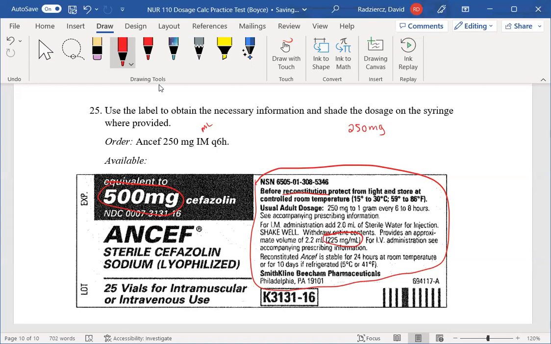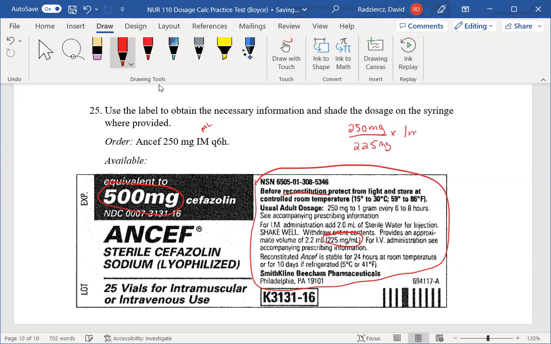I would say, again, look at the labels, because not every reconstitution may be in parentheses, but that is what you're looking for, at least in these two examples that I've given you. So good. I think some of you are ahead of me. 250 milligrams, 225 milligrams per ml.